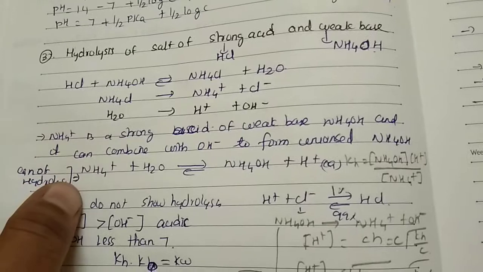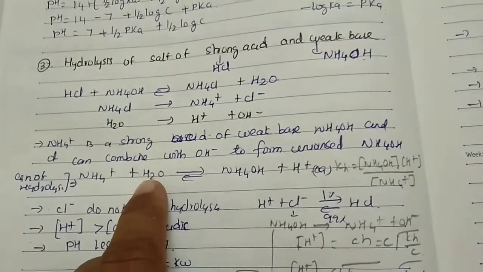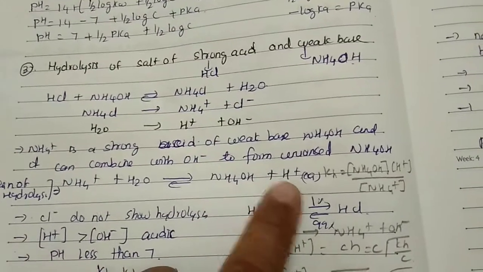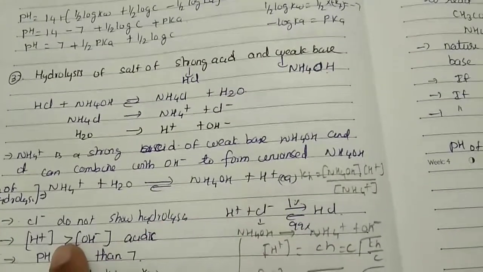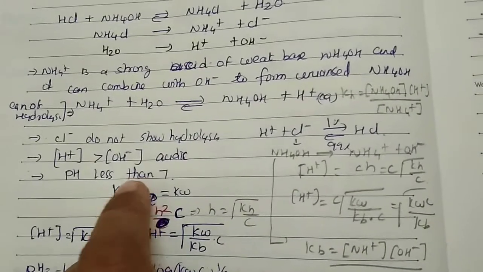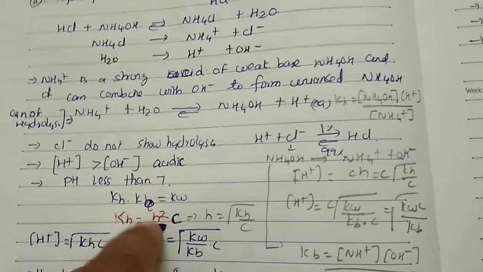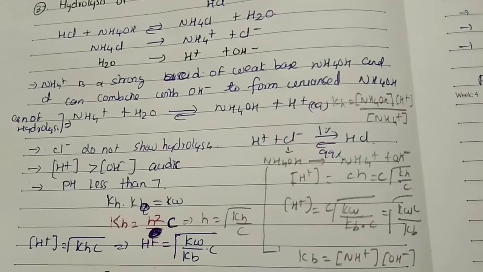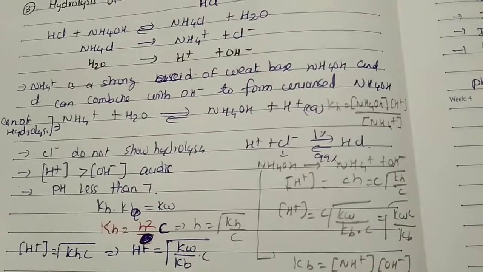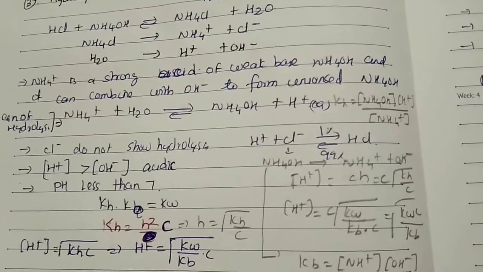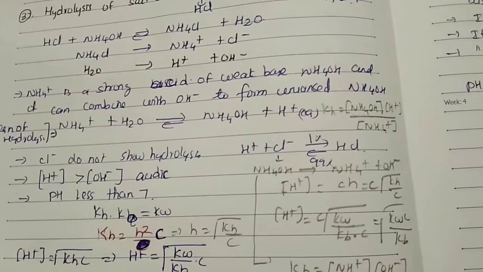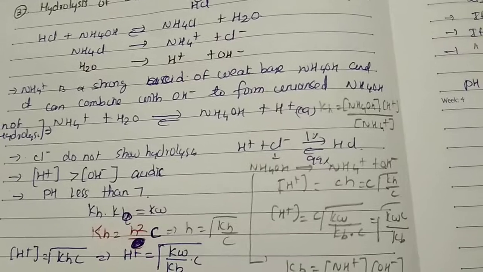So the equation of hydrolysis is NH4 plus plus H2O in equilibrium with NH4OH plus H plus ion. So H plus is greater than OH minus, so this is acidic, pH less than 7. Kh into Kb equals Kw. You already know that Kh value we already derived in the previous one. Kh equals H squared by C, then H value will be root of Kh times C.